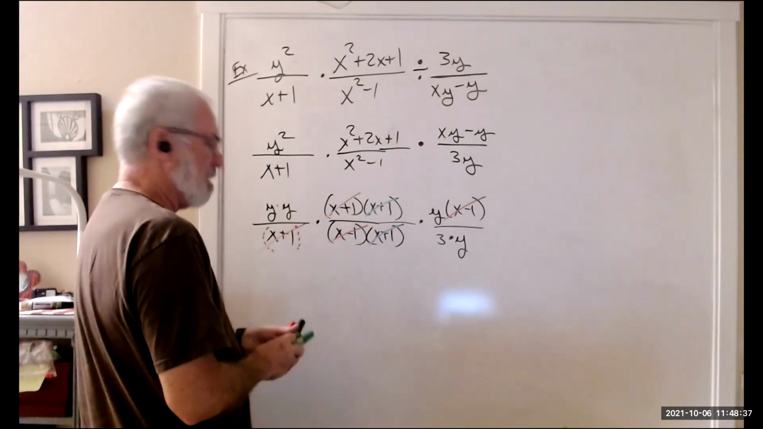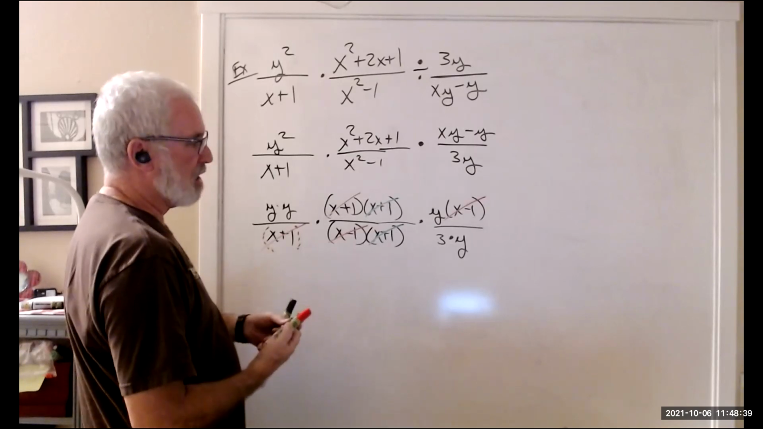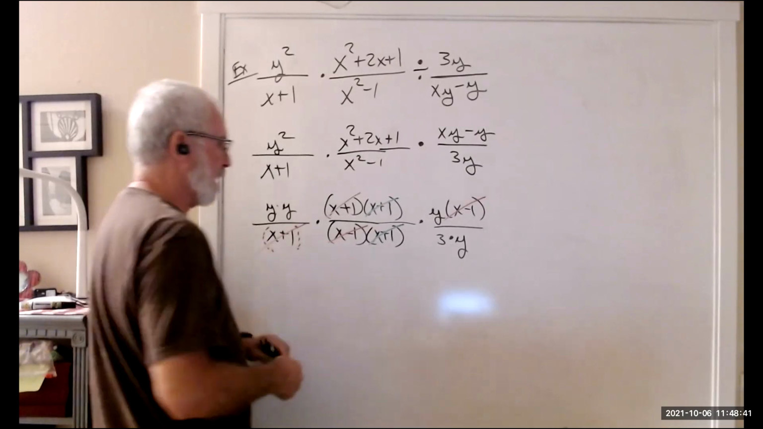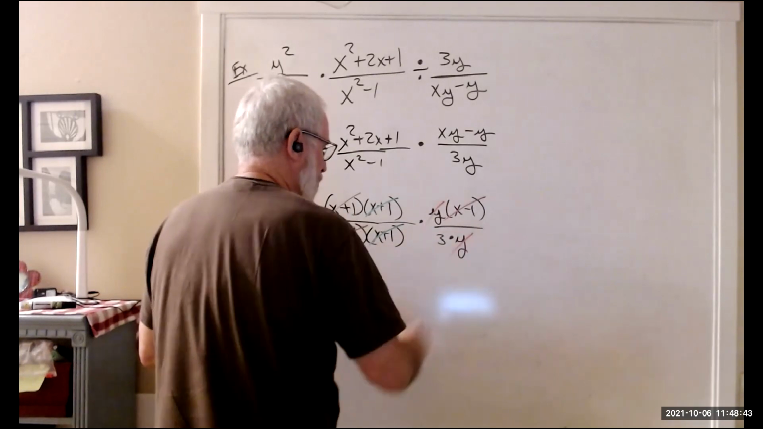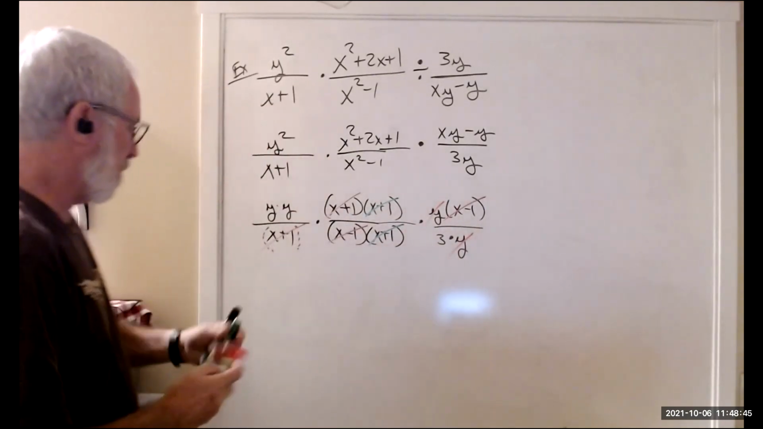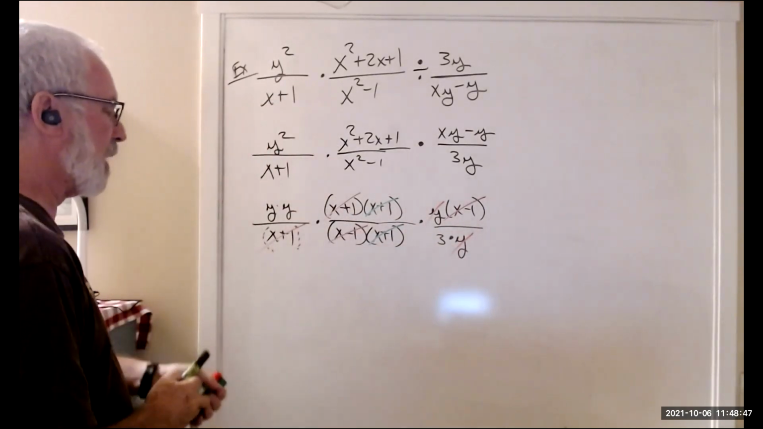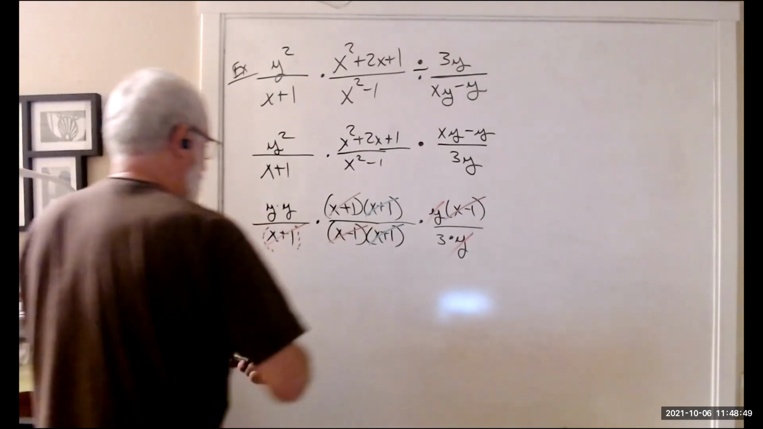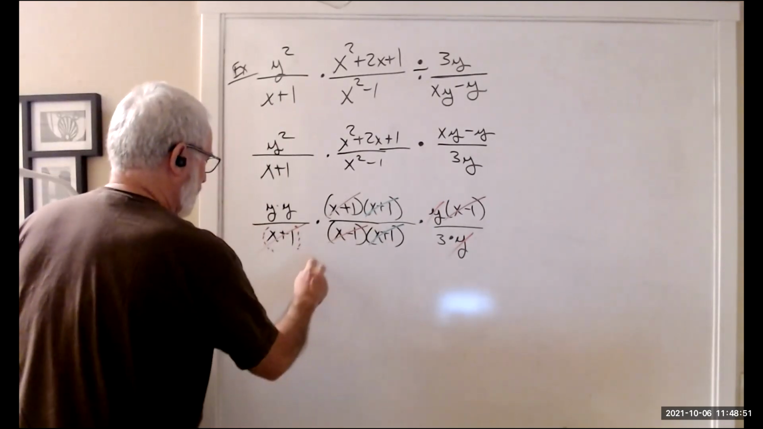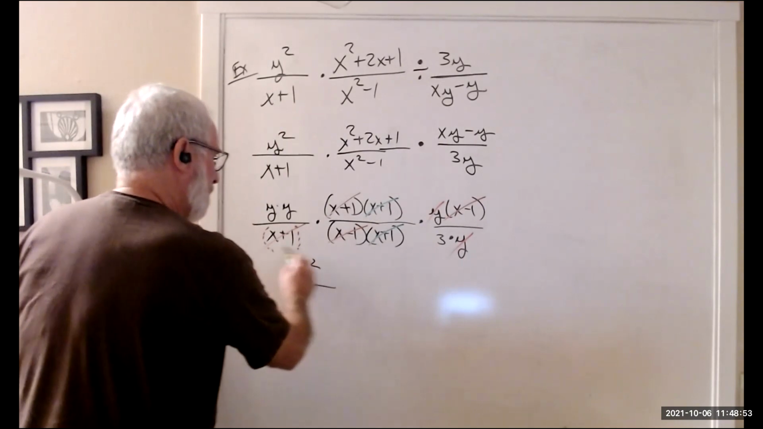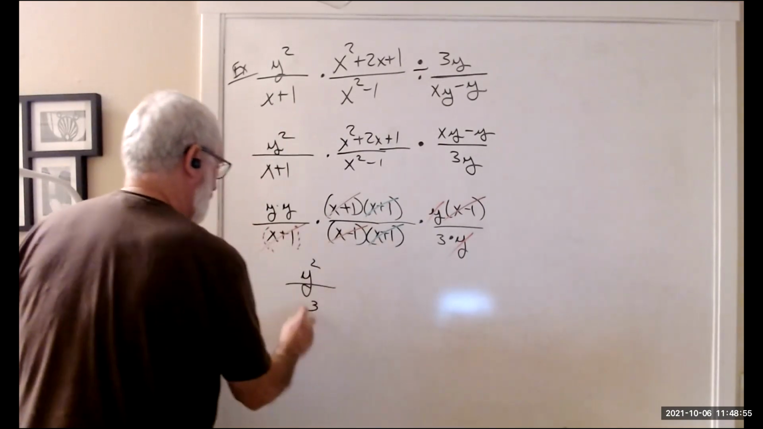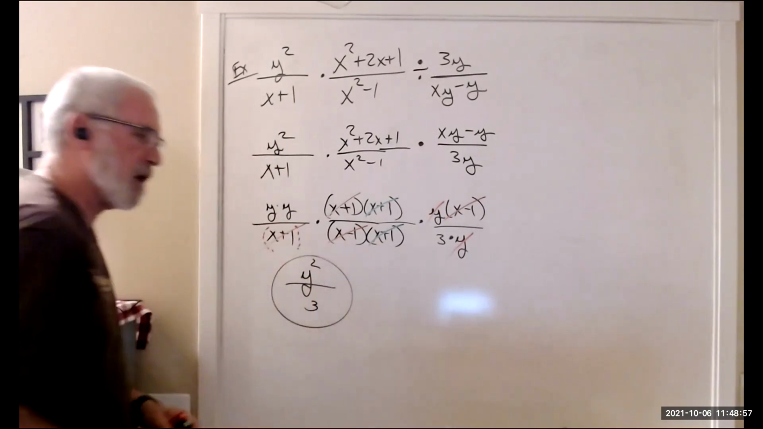Okay. Now I got y's up the yin yang, so I don't know who's going to get it. I guess I'll just cancel these two. So if I put everybody back together, what do I have? I got y times y on top. So I got y to the second on top. On bottom, I've got a 3. There's my answer. I'm done.